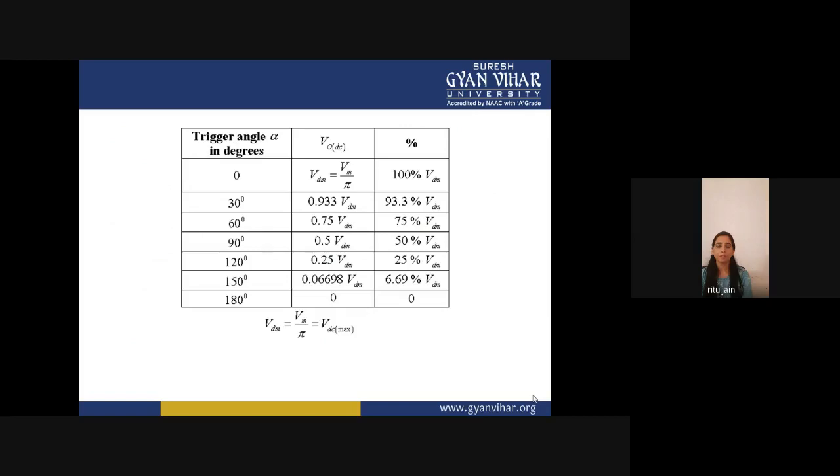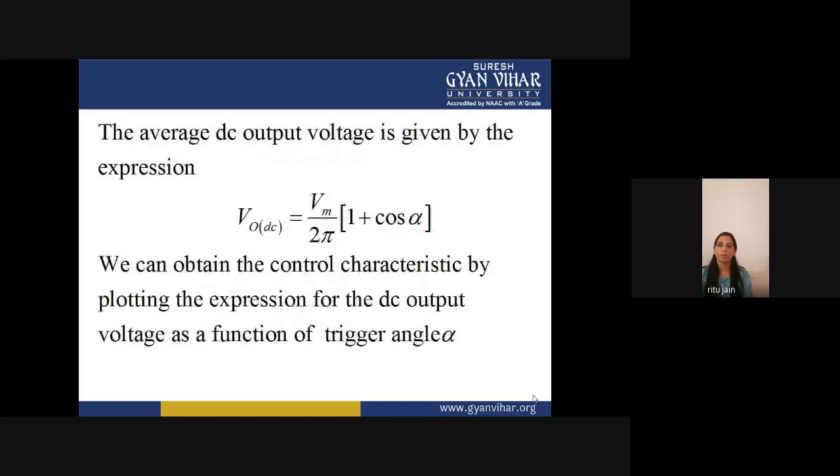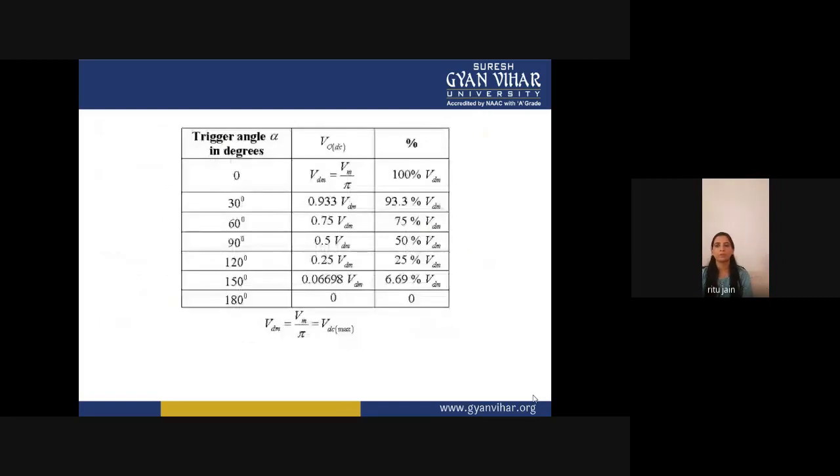If you put the value of alpha in the above equation, you can see the output voltage equation is Vm upon 2 pi (1 plus cos alpha). If you put alpha equal to 0, then the output voltage will be equal to Vm. So the percentage of output voltage is 100%.